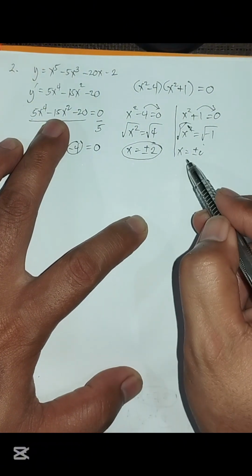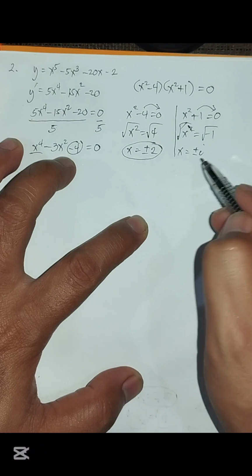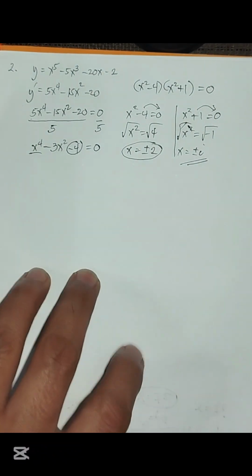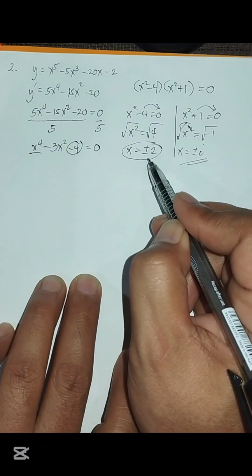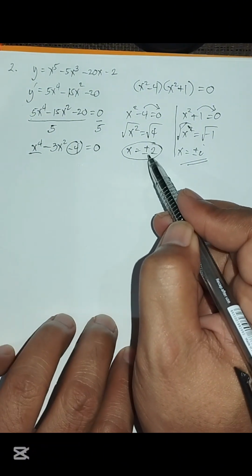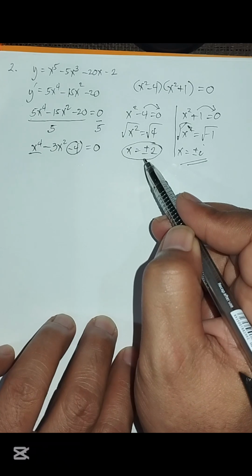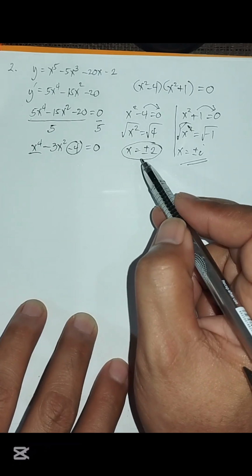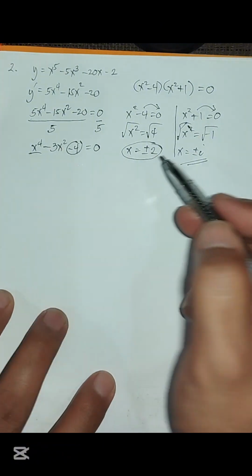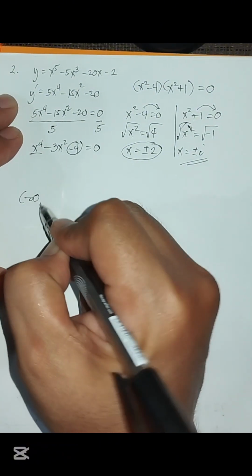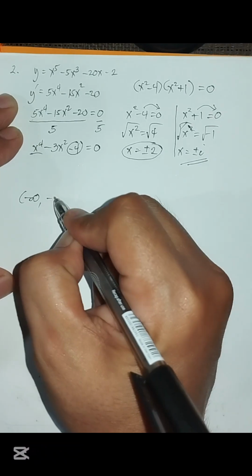So therefore, there's no critical number for this part because this is an imaginary number. Okay? So therefore, we have two critical numbers, positive and negative 2. So these critical numbers will divide our interval, negative infinity to positive infinity. So therefore, we have 3 subintervals. The first one is negative infinity up to negative 2.